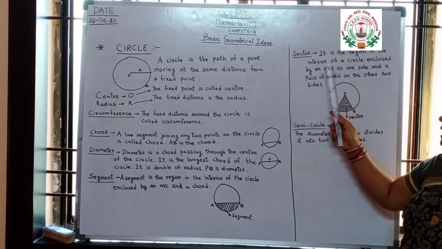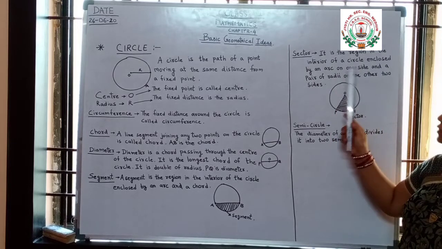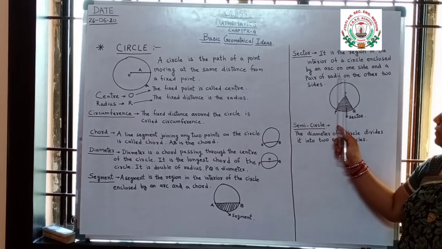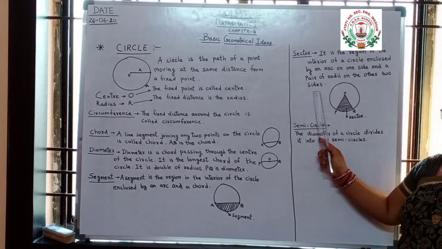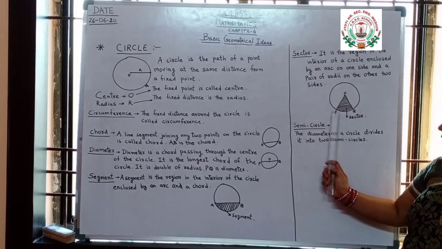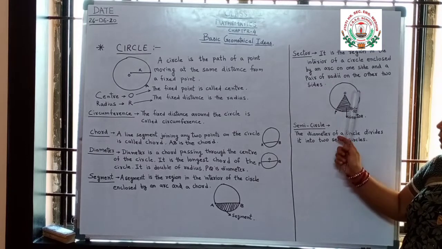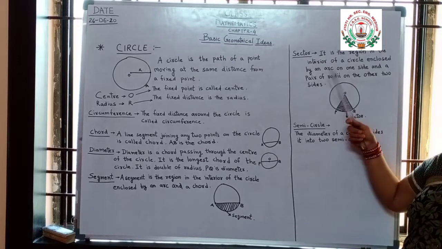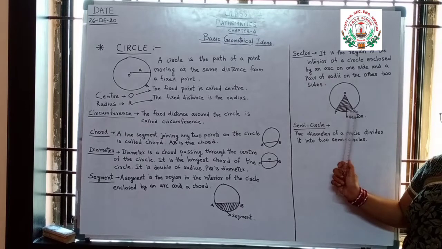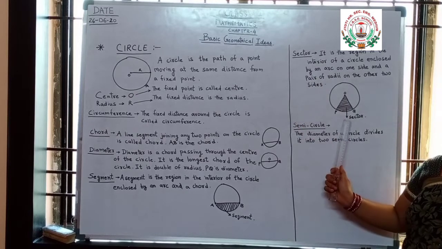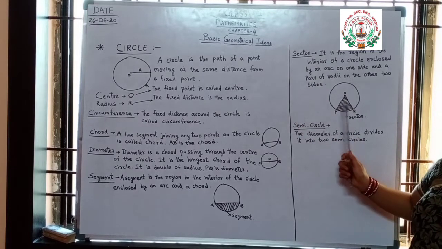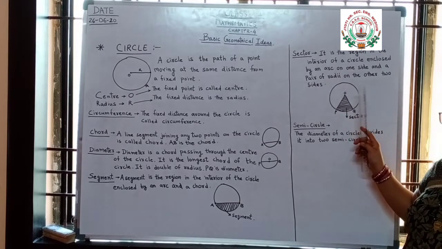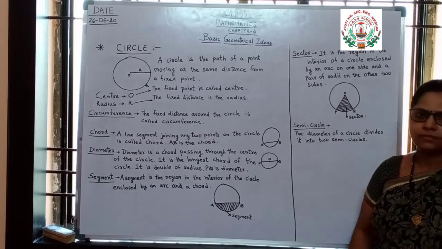It is the region in the interior of the circle enclosed by an arc on one side and a pair of radii on the other two sides. This is the one side arc and the other side the two radius, or the radii. The region covered by that is called the sector.